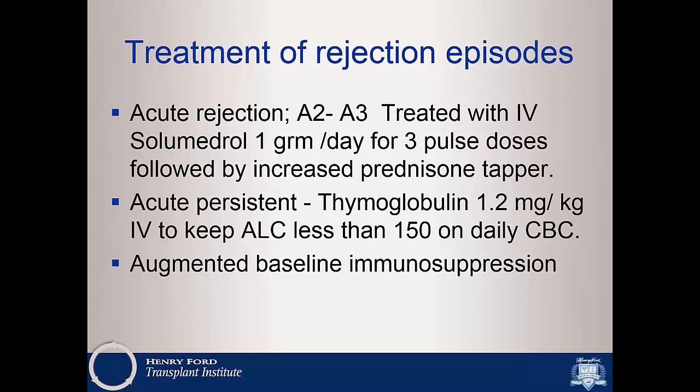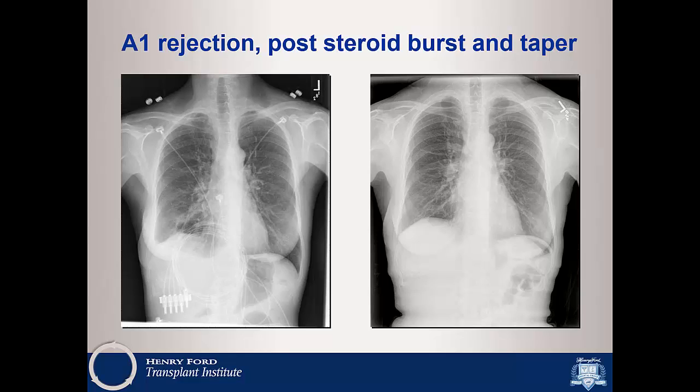Here's an example of a mild rejection that we saw, and you can see the very subtle blunting of the costophrenic angle, and you can see what happens after we give the prednisone burst and taper for A1 rejection that resolves.